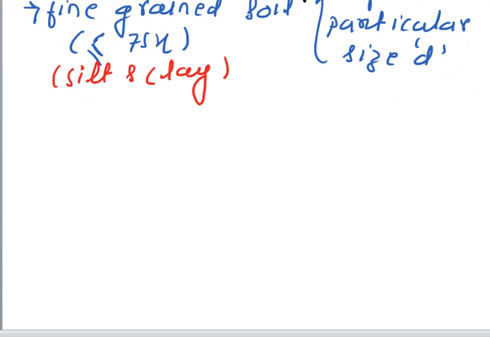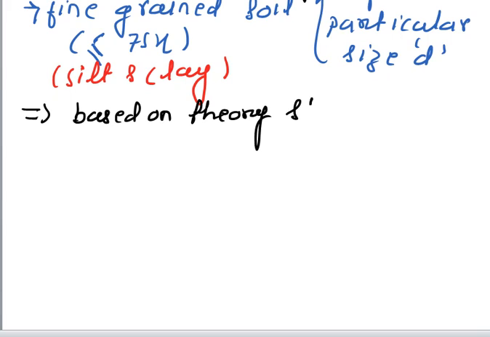So what is the procedure? As we have also seen, the entire sedimentation analysis process is based on the theory of Stokes law. Yes or not? We have seen it, and we have also derived Stokes law in the previous section, and we have also seen the limitations of Stokes law in sedimentation analysis exclusively.